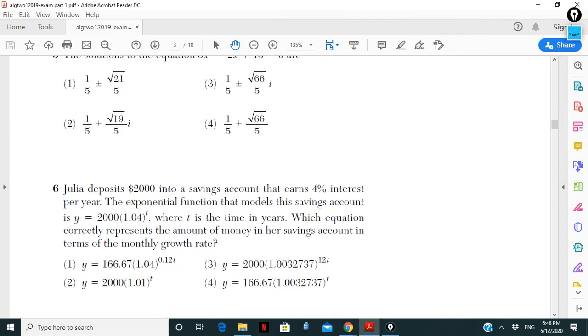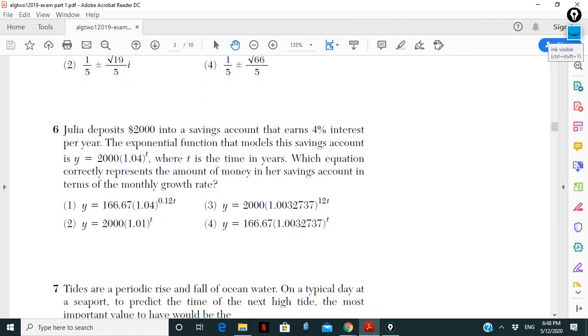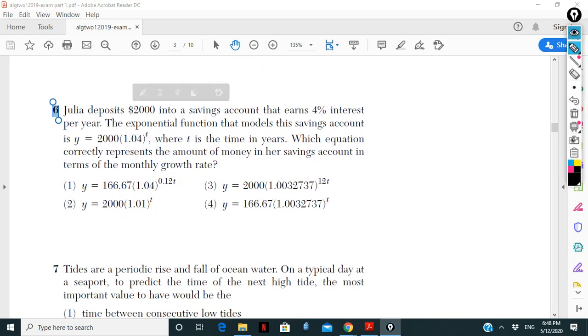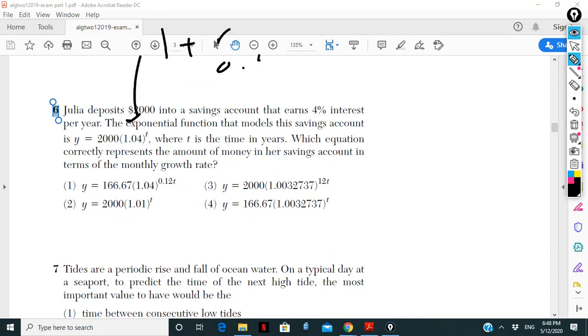Question number 6. Julia deposits 2000 into a savings account that earns 4% interest per year. The exponential function that models the savings account is given, and it gives me 2000 times 1.04 because he added here 1 plus r, which is 0.04, where t is the time in years.